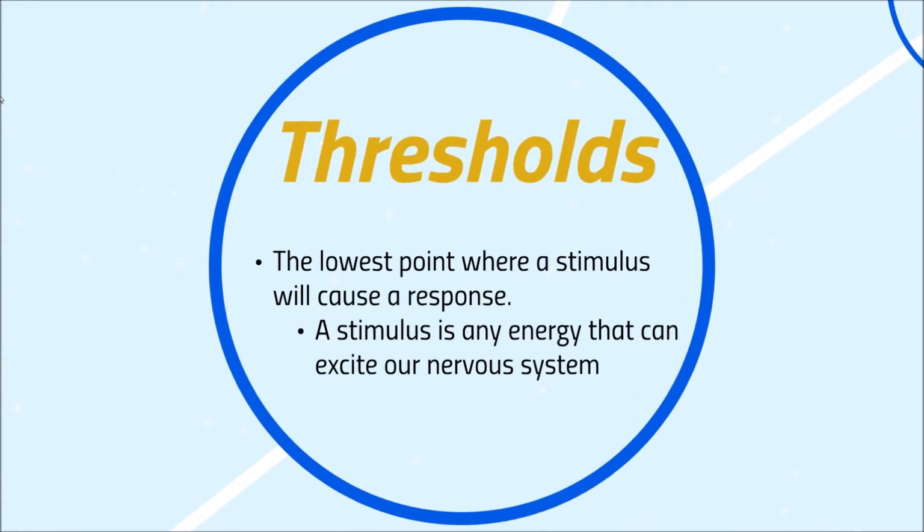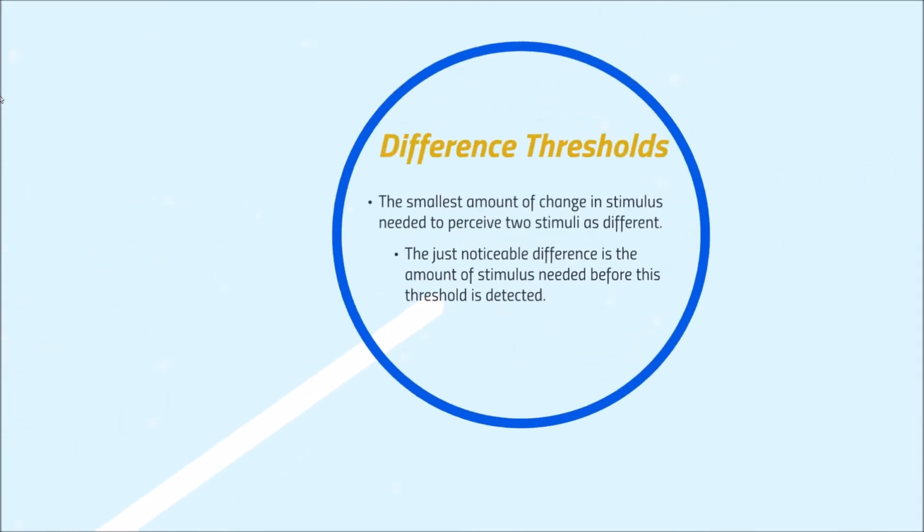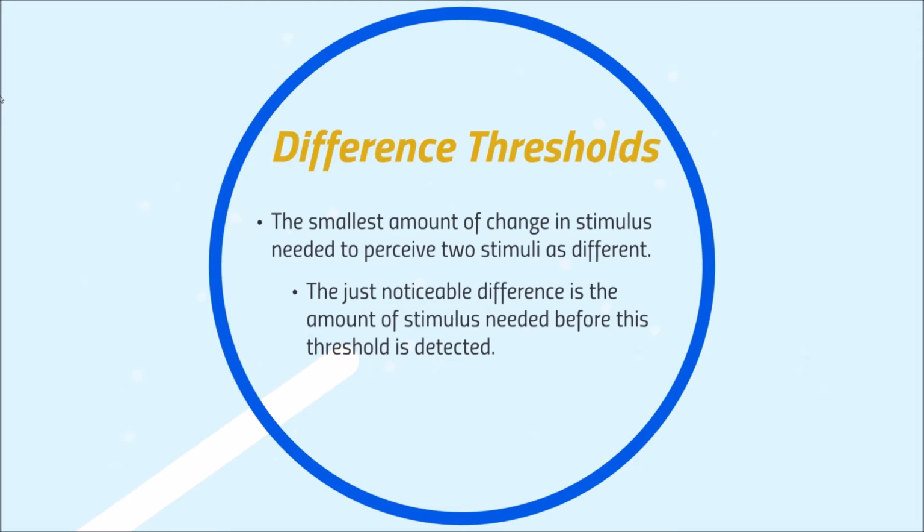Thresholds are the lowest point where a stimulus will cause a response. A stimulus is any energy that can excite our nervous system. Difference thresholds are the smallest amount of change in stimulus needed to perceive two stimuli as different. The just noticeable difference is the amount of stimulus needed before this threshold is detected.